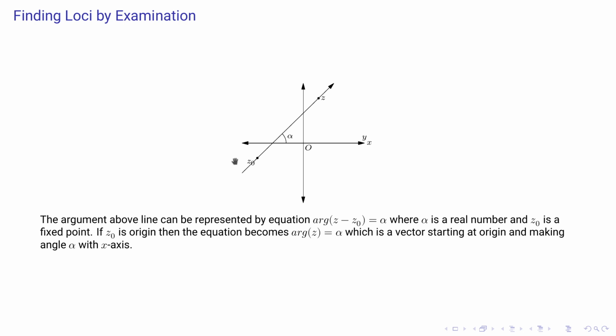Now, suppose we have this Argand plane. There is the x-axis, there is the y-axis, and we have a line segment passing through z and z0, making angle alpha with the x-axis. Then the argument of z minus z0 will be equal to alpha. So if z0 is at the origin, this point moves to the origin, then it becomes argument of z is equal to alpha.